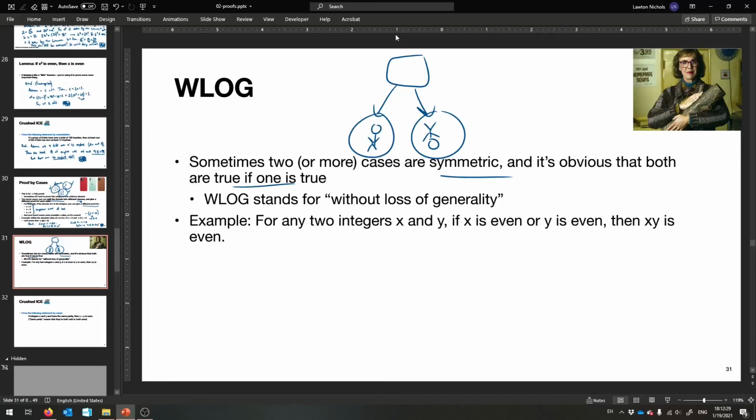So you can say, without loss of generality, I'm going to give a proof for just this one side. Okay, for just this one case. Let me give you an example of this quickly, and then we will move on to our last slide in the set of slides.